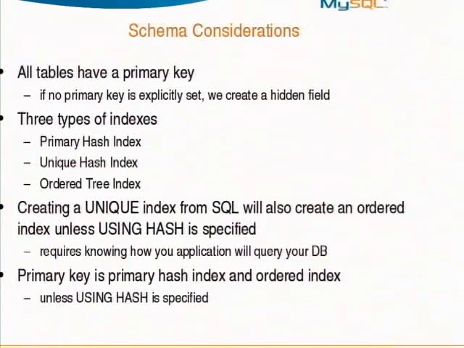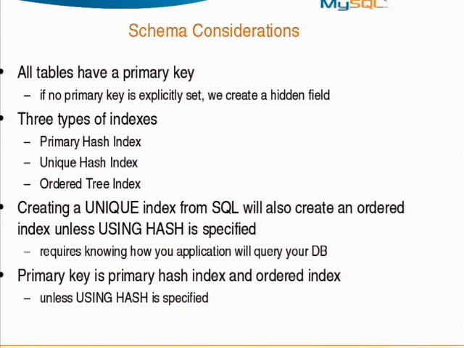So, schema considerations. Internally, all tables have a primary key, and if you don't set one explicitly, we create a hidden one. You can do some real cool tricks with partitioning in 5.1 to get table partitioning across nodes based on things other than the primary key. We have 3 types of indexes: primary hash indexes, unique hash indexes, and ordered tree indexes. Naturally, we've implemented these in 4.1 and 5.0 in a way that is optimized for a main memory implementation, so that you don't store your entire key in the index. We just have a pointer, which is a lot more efficient for main memory, because it's costly on disk, but in main memory it's cheap to look up a pointer.